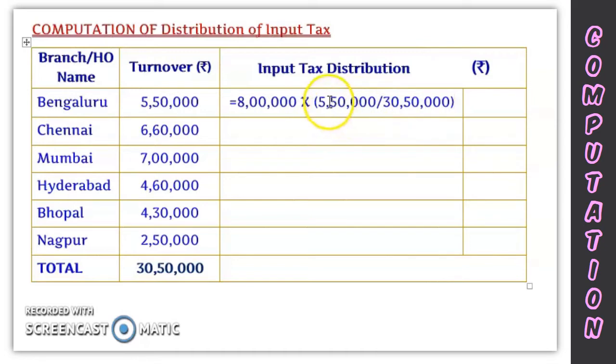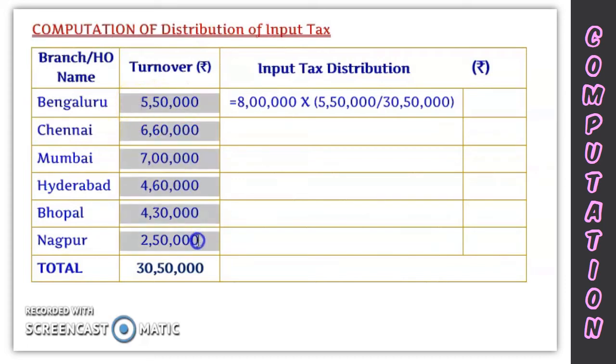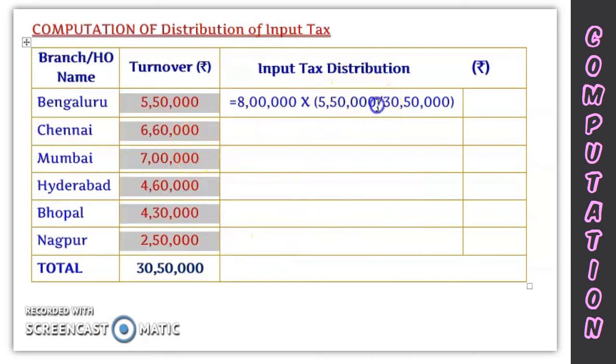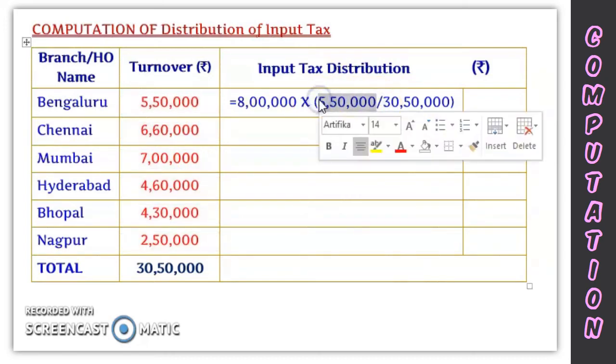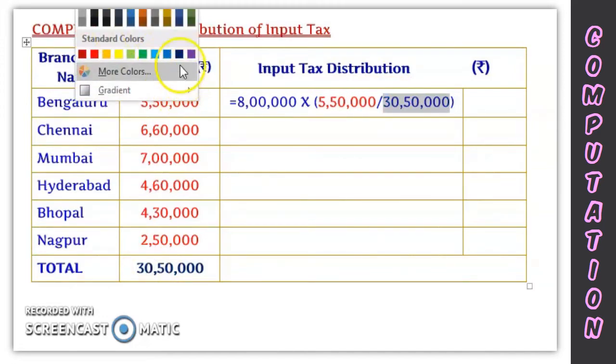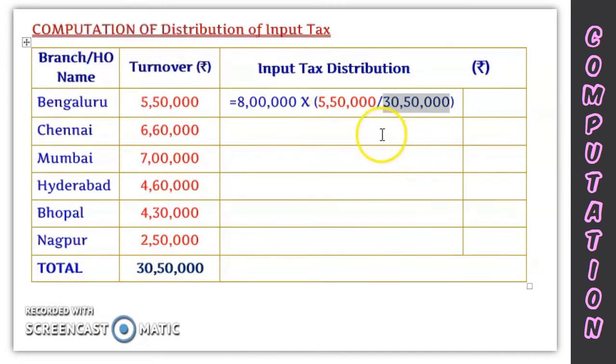Okay, so here 5,50,000, that is from Bengaluru, right? For calculation purpose, I'll change the color. Okay, I'll change it to this. So this value is in red, right? 5,50,000, which is the turnover of Bengaluru. Similarly the denominator which we have taken is 30,50,000, which is in navy blue. So I'll change the color here as well. This is not for calculation purpose, just for identification reason. So I'll be changing into navy blue.